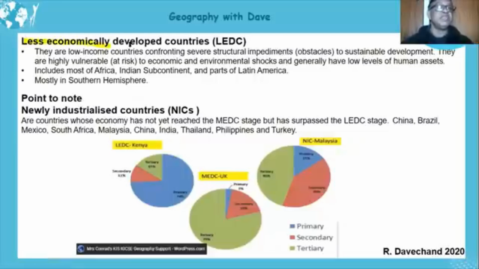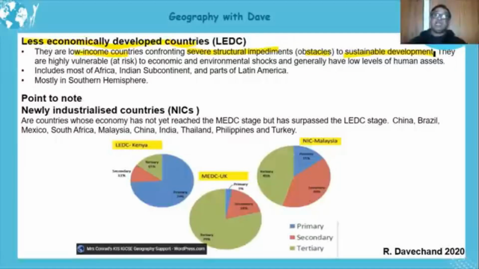Less economically developed countries, the LEDCs. They are low-income countries confronting severe structural impediments, like obstacles. Impediments means obstacles. Structural, well, it's infrastructure, etc., to sustainable development, to maintain the development over a long time. They have enough resources, using the resources wisely so there's some left for the future. You understand? Human sustainable development, all those things.